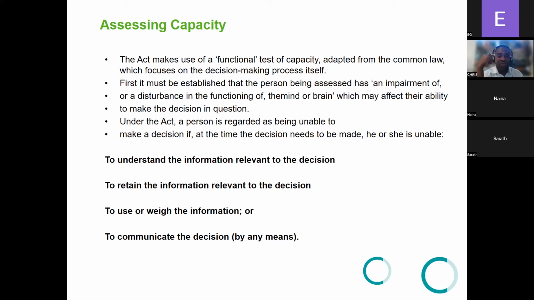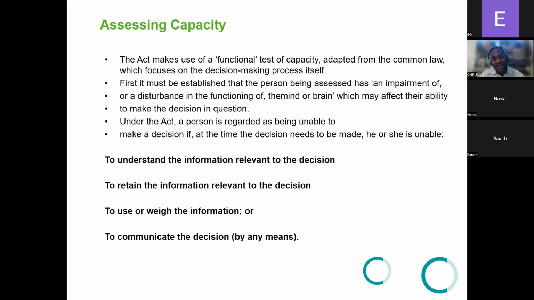Number two, it should also be established that the person is not able to retain the information that is relevant to the decision. The first one is understand the information. Number two, keep the information. So he is not able to work with the information you are giving him or her. And number three, it should be established that the person is unable to use or weigh the information. This is the third one. One, not able to understand the information. Number two, not able to keep or retain the information. Number three, not able to use the information to make a decision or weigh the information to see the advantages and disadvantages of the decision that is being made.